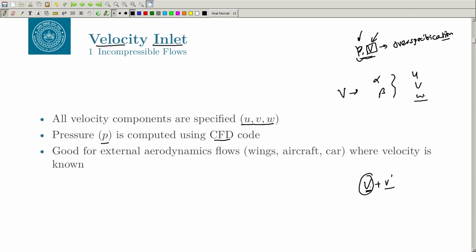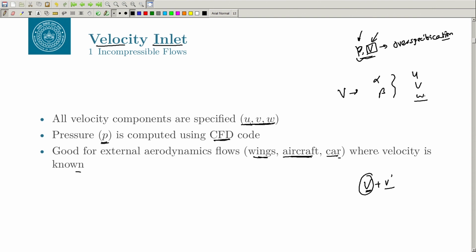That is why we use the velocity inlet boundary condition for the incompressible code, where we specify all these velocities and the pressure is computed by the CFD code inside your domain. This is good for external aerodynamics, but it can only be true when the velocity is sufficiently low that the Mach number is not very high, that means it is nearly incompressible. It is good for these flows because you know the velocity of, say, a car, or the velocity at which the aircraft is traveling, and so on.